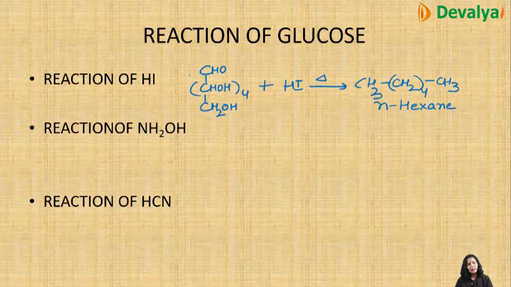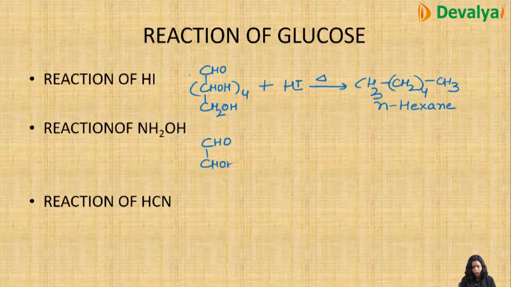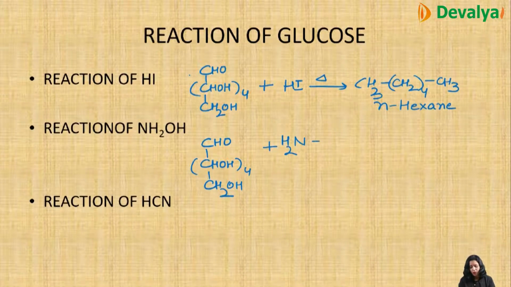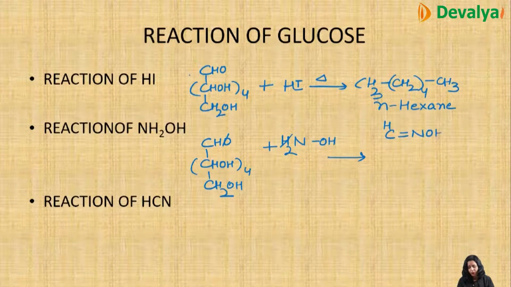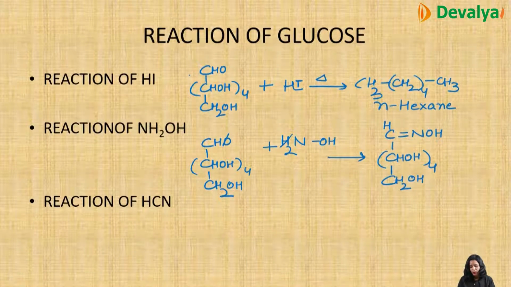This is n-hexane. Then is the reaction with NH2OH, that is hydroxylamine. If we take CHO, (CHOH)4 and then CH2OH, and add hydroxylamine, NH2OH, then water moves out and this forms CH=NOH, then (CHOH)4 then CH2OH. This is known as glucosazyme, or you can say glucose oxime. So glucose oxime will form.